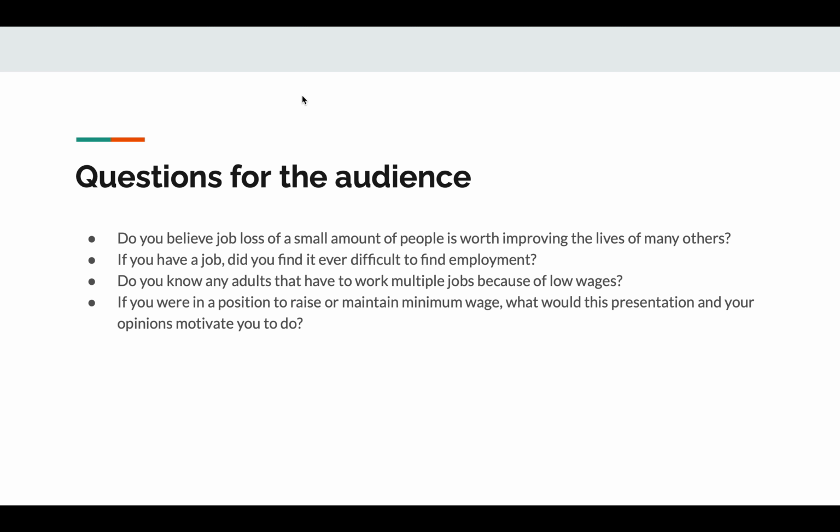And these are some questions I have for you guys. Do you believe job loss of a small amount of people is worth improving the lives of many others? If you have a job, did you ever find it difficult to find employment? Do you know any adults that have to work multiple jobs because of low wages? And if you were in a position to raise or maintain minimum wage, what would this presentation and your opinions motivate you to do? Thank you.